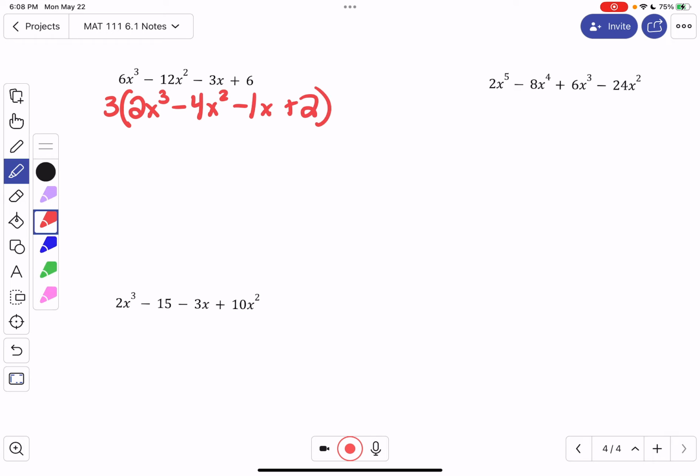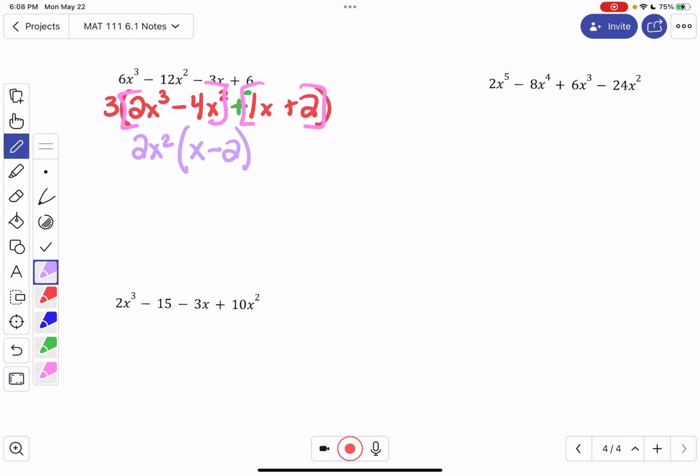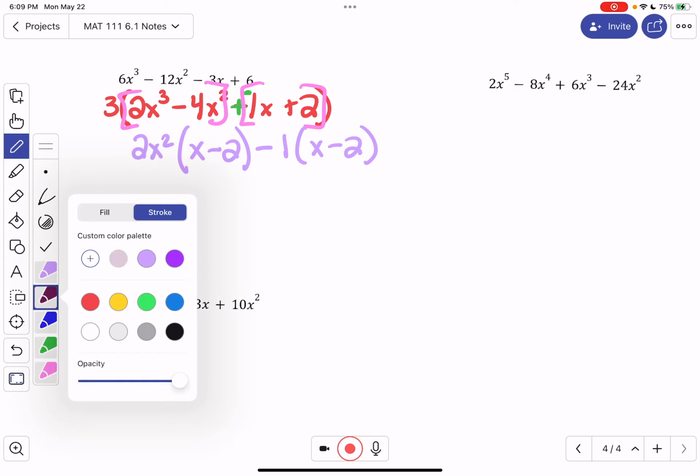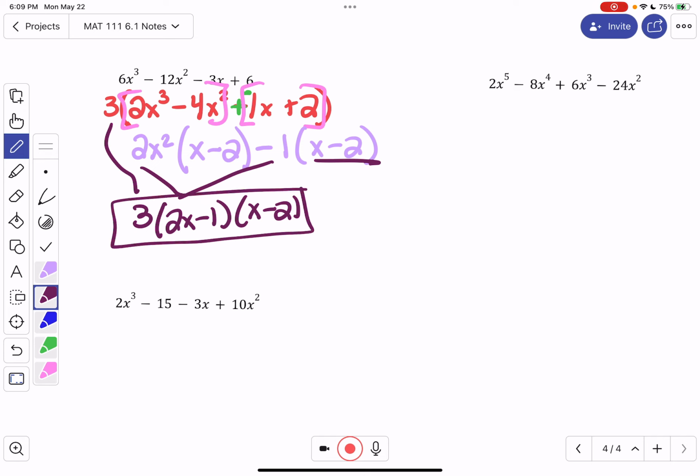Check our degrees are in order from least to greatest. 3, 2, 1, 0. That's all set. Make the middle positive. Group our two binomials. Take out the greatest common factor. So 2x squared, I'd be left with x minus 2. Take out negative 1, I'd be left with x minus 2. And rewrite. So we have 2x minus 1, x minus 2. Don't forget to bring down your greatest common factor that you started with.